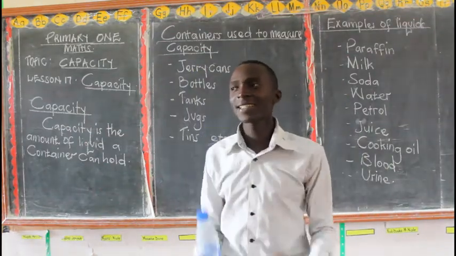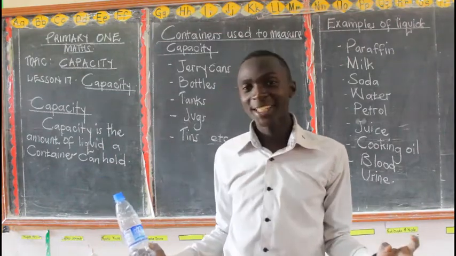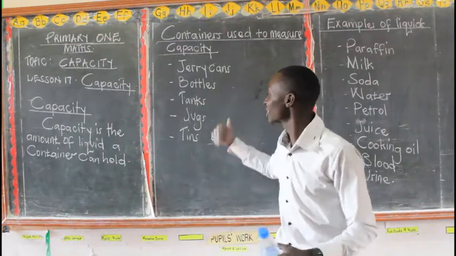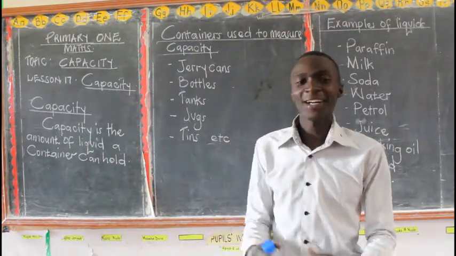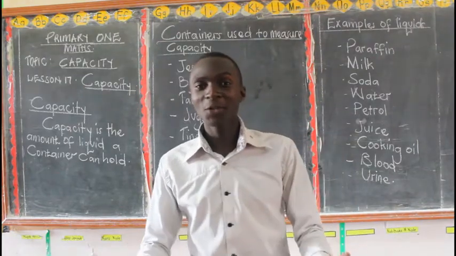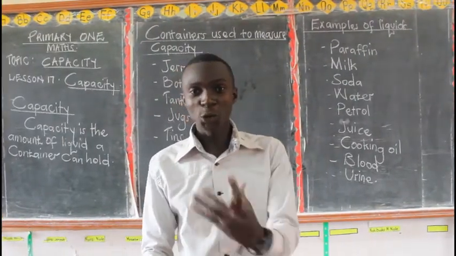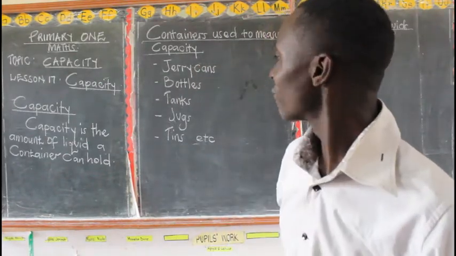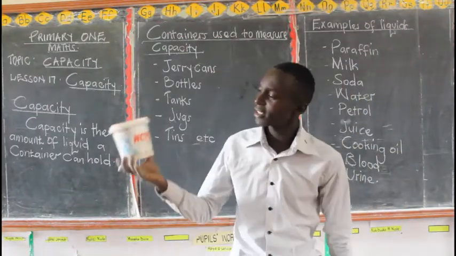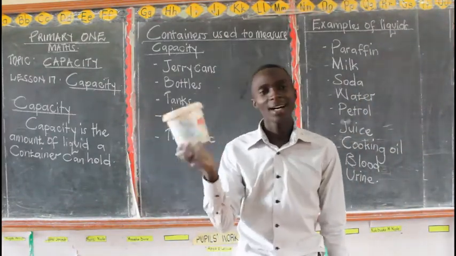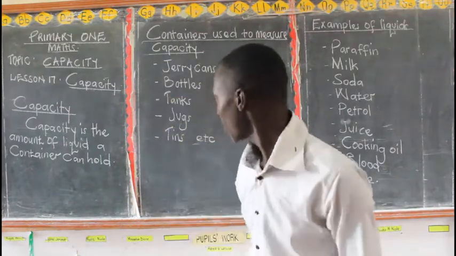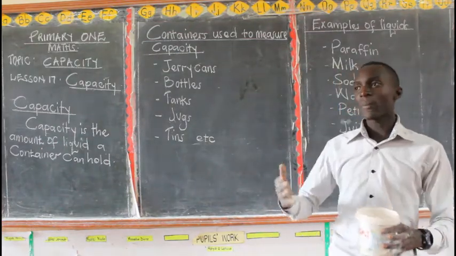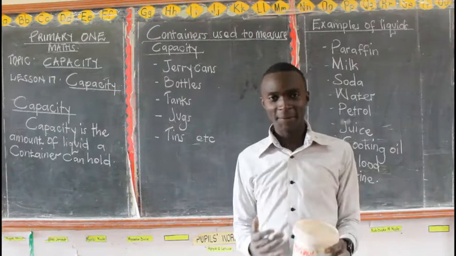We have tanks. Unfortunately, I can't lift a tank. It is too big. We have jugs. You can ask your friend or your mom at home to show you an example of a jug. Another one, we do have tins. This one is a tin. These things are used to measure capacity. When I talk of capacity, I mean liquids.